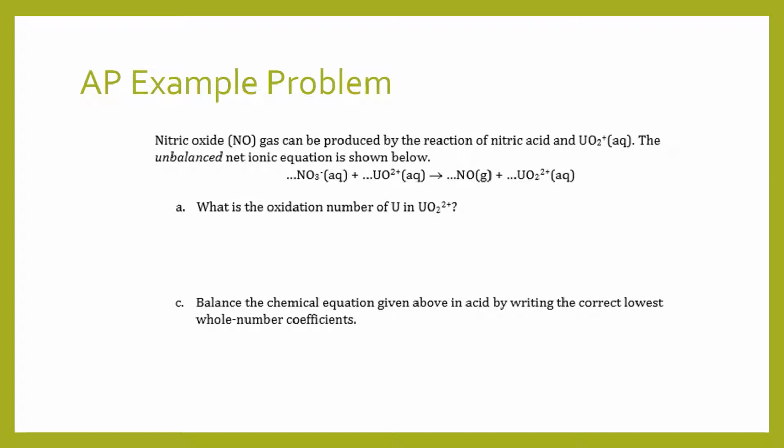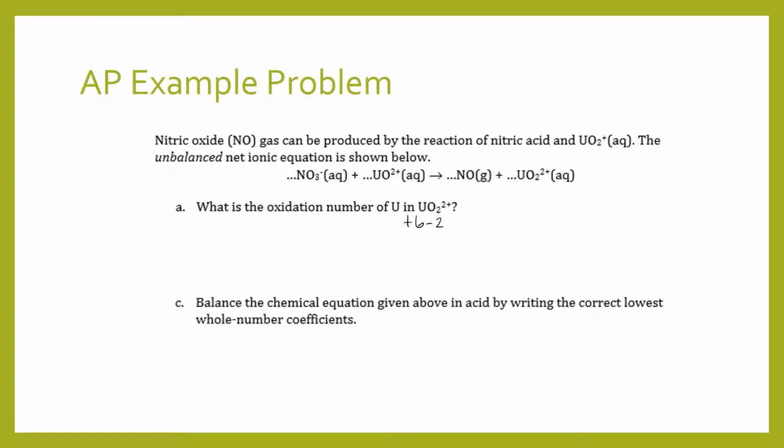Let's take a look at an example. First, we're asked to find the oxidation number of uranium in this compound. We know my oxygens are -2, so I have a -2 times 2 is a -4. Uranium here must be a +6.